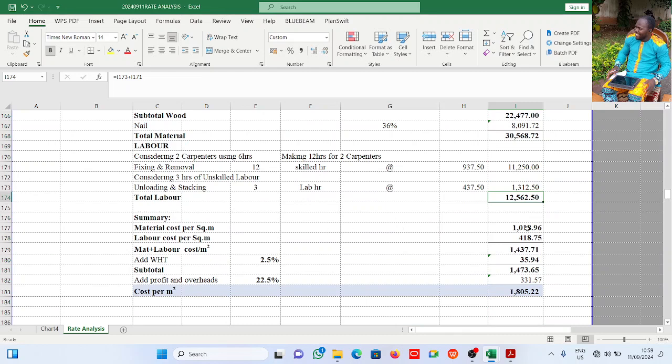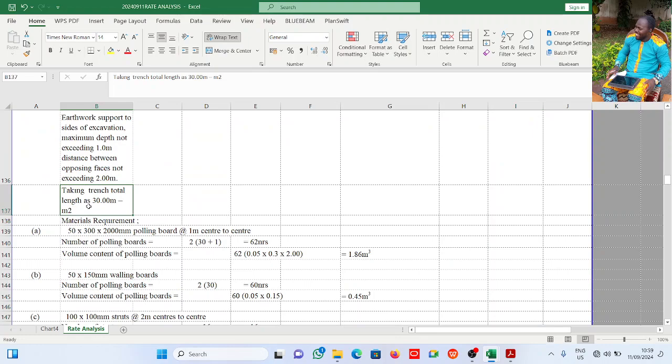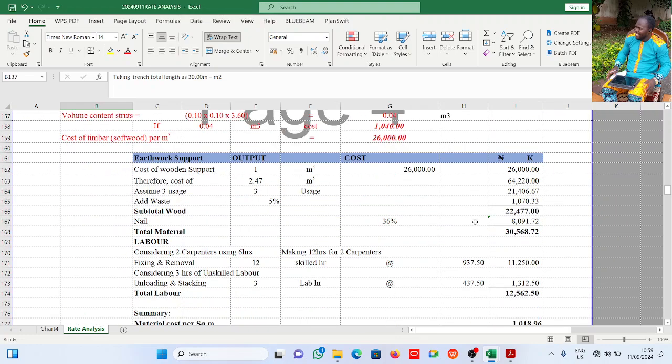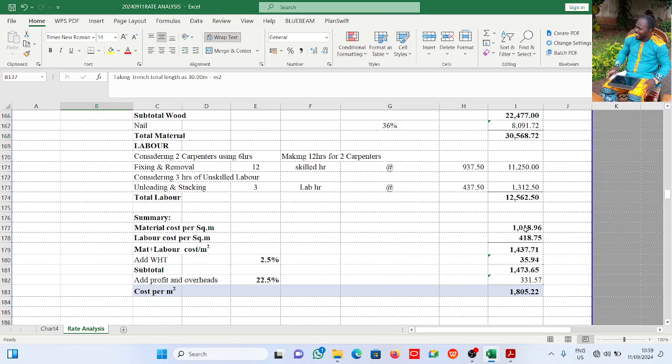So we'll bring everything down: material and labor. All right, now you see what I have here. This is by 30. This is what I used here for 30-meter length. That is why you see I divide it by 30 to get the length. Yes, 30 square meters. Sorry, for 30 square meters. All right, so this is what we have.